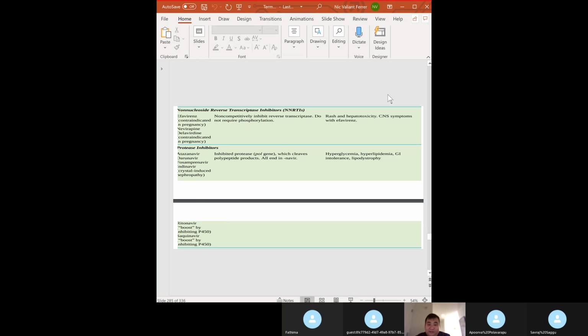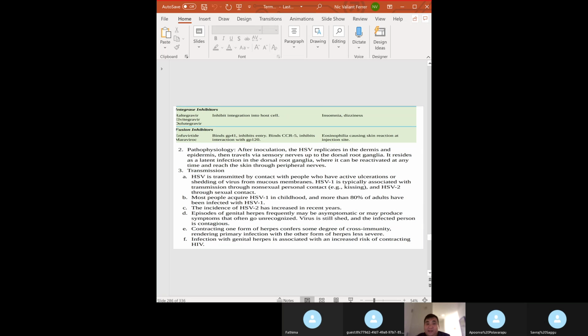So pathophysiology, what's the pathophys for your HSV? It replicates in the dermis and then it travels to the dorsal root ganglia. So boys and girls, make sure that the person you get the HSV from is the person you're going to marry and spend the rest of your life with. Why? Because this disease is forever. It goes up to the dorsal root ganglia, it marinates there, and then you have reactivation.